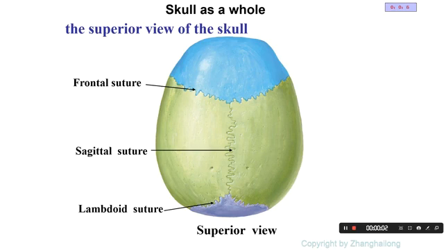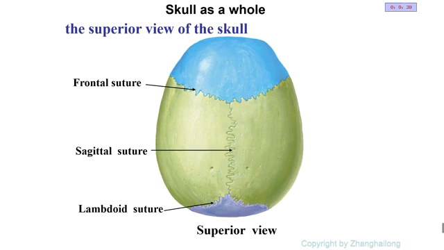In the last class, we studied the separated bones of the skull. Now, let me put all the skull bones together. Let's see the skull as a whole. Now you see the skull from different directions. We can see the skull looks different.